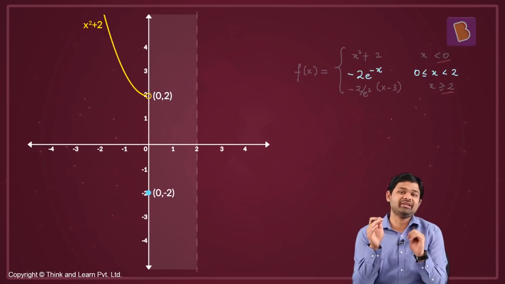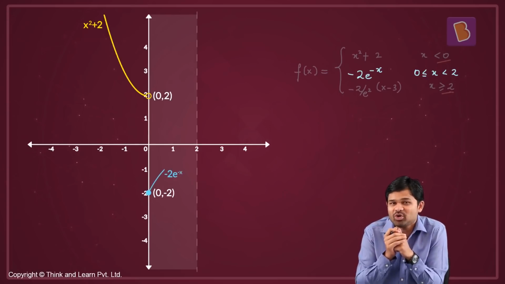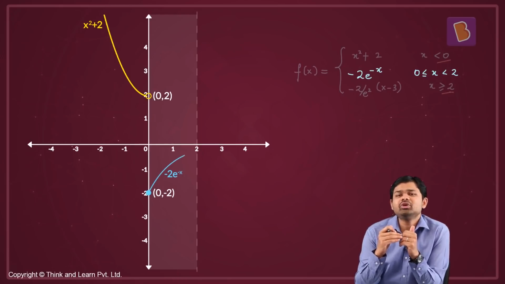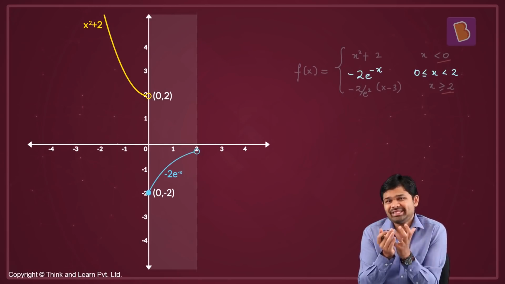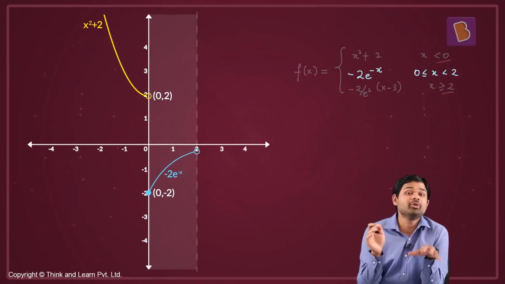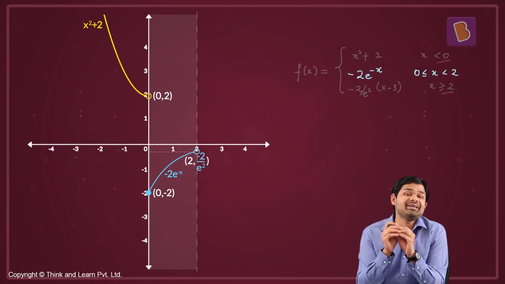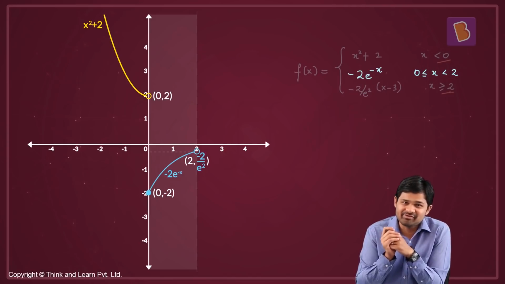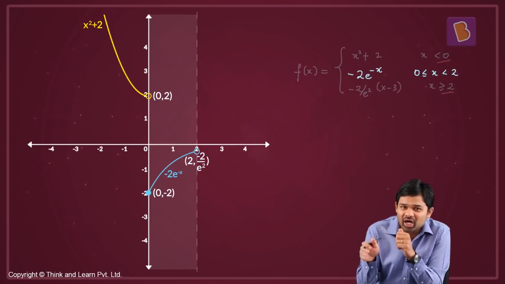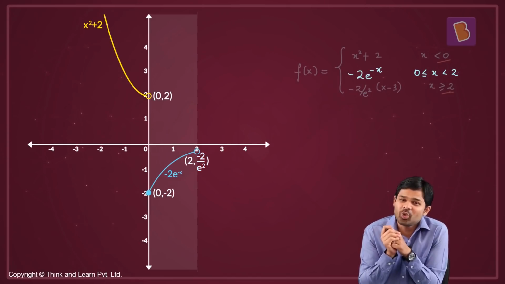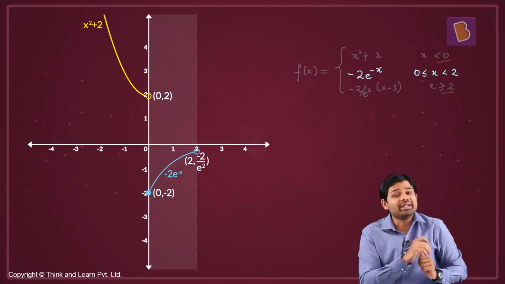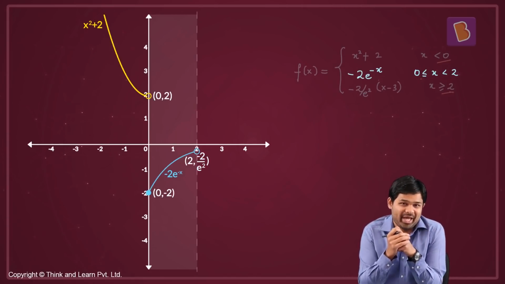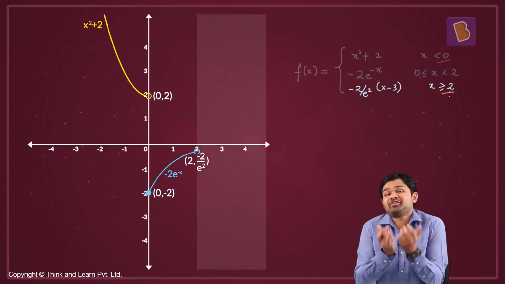So it's going to start from -2, and as you go on increasing the value of x, the value of the function is going to slightly increase. So at x is equal to 2, the value of the function is going to be -2 divided by e square. Now this is a value between 0 and -1. So it's going to be an exponential curve, which is basically going to increase from -2 to -2 by e square. What happens after 2?